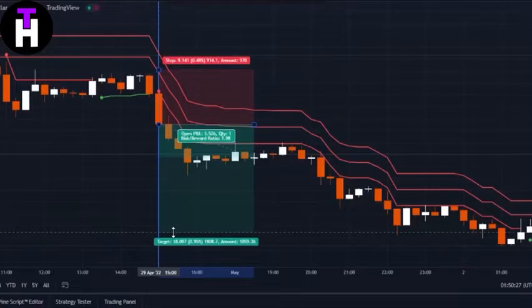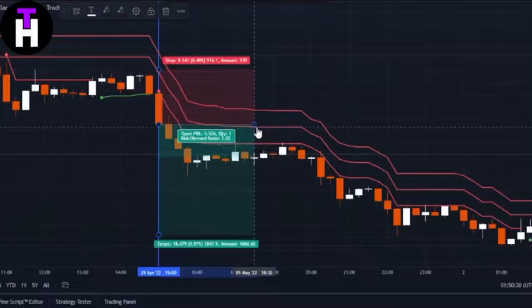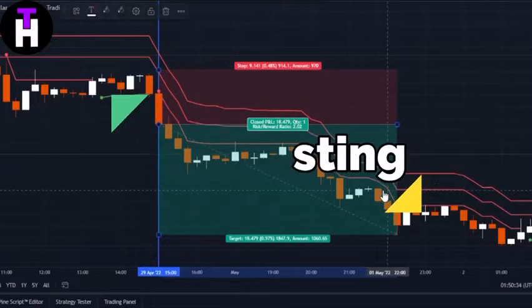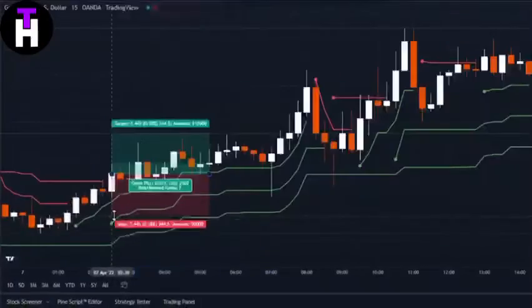Now you have an idea about how to trade with this strategy. So, let's actually do our backtesting and see how well the strategy would perform in different market conditions.